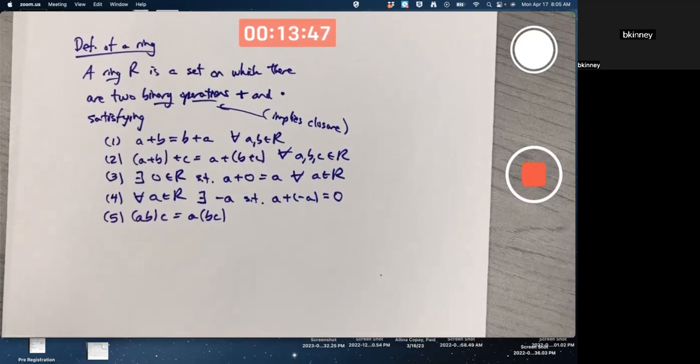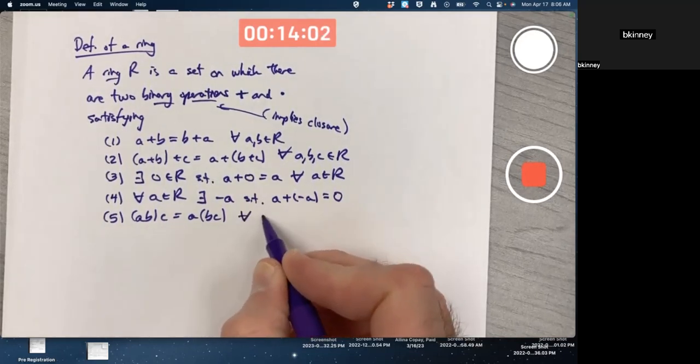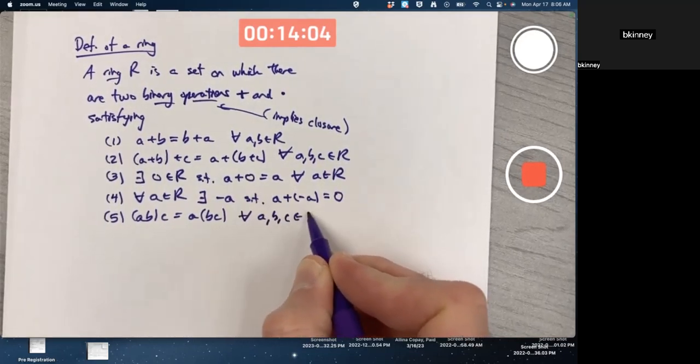You put the letters next to each other and it's understood that you're multiplying. Of course, in computer programs like Mathematica, for example, you do need to put a star between letters or a space technically to multiply them. Otherwise, it thinks of them as one symbol. AB would be one symbol representing one variable. This is true for all A, B, and C and R.